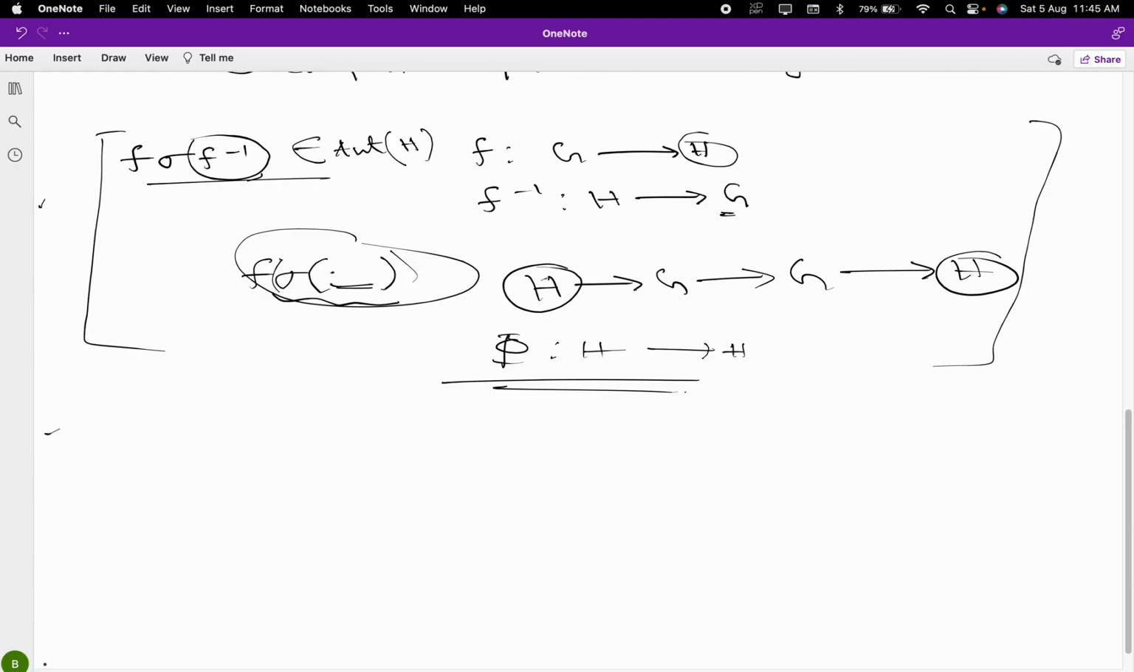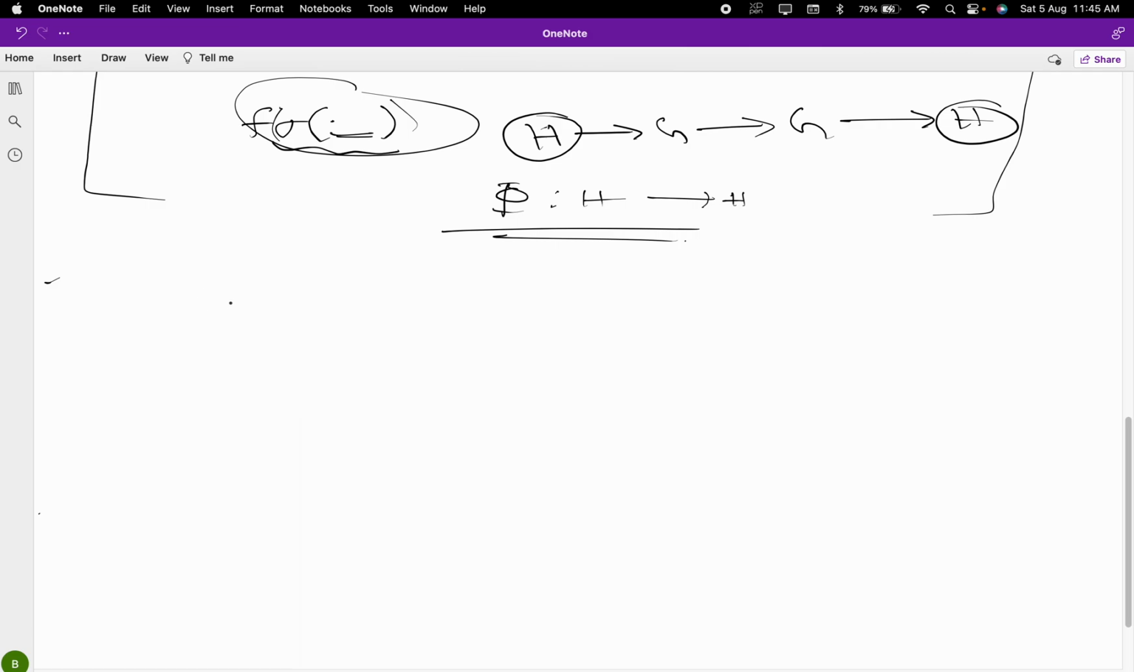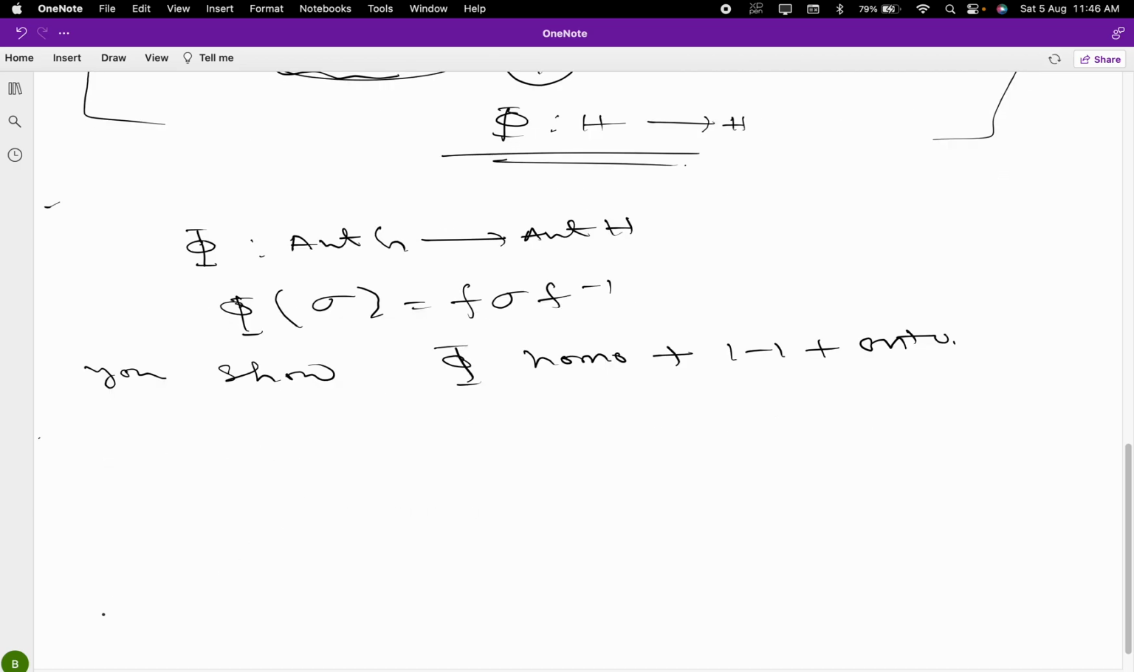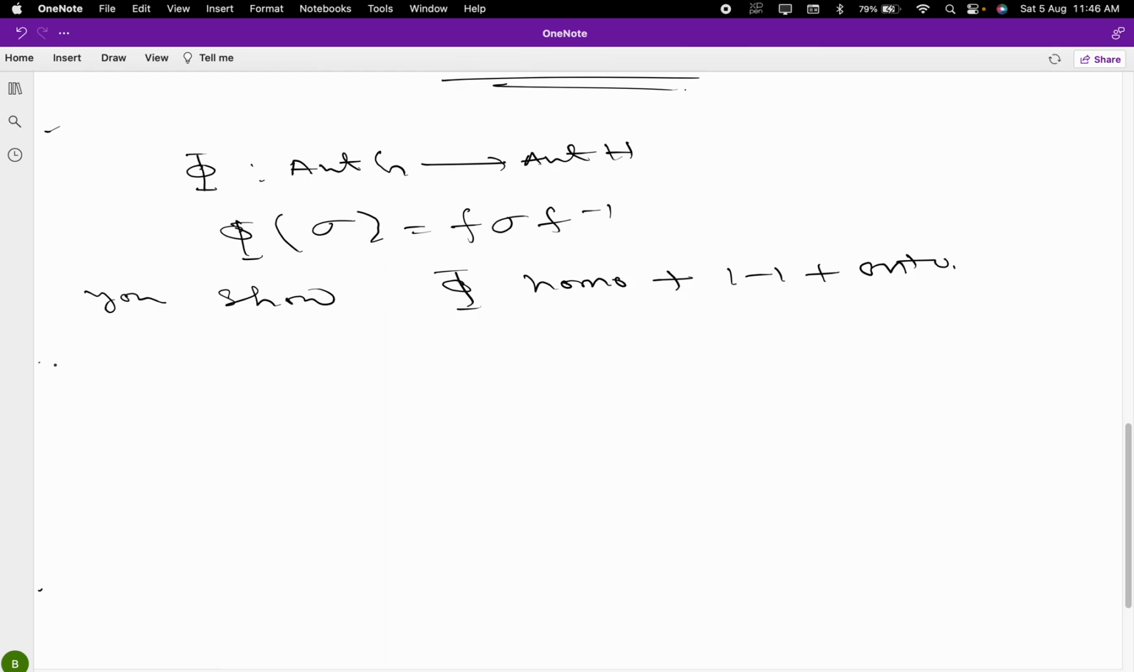Now I am defining what we have eventually. If phi is a map from Aut(G) to Aut(H) such that phi of sigma gives you F sigma F inverse, right? And what we have to show is that this phi is actually a homomorphism plus one-one plus onto. Try yourself first, otherwise I will do it. So let's try homomorphism first. Is it a homomorphism?